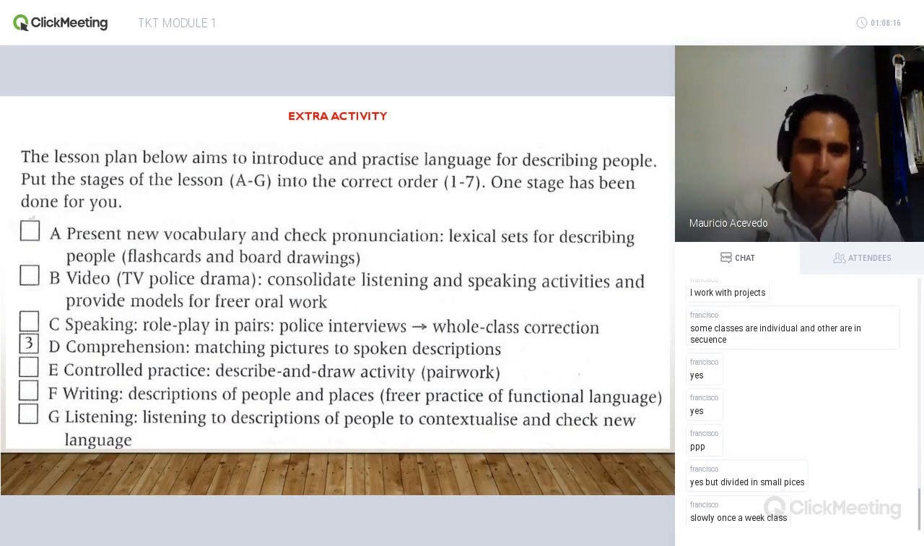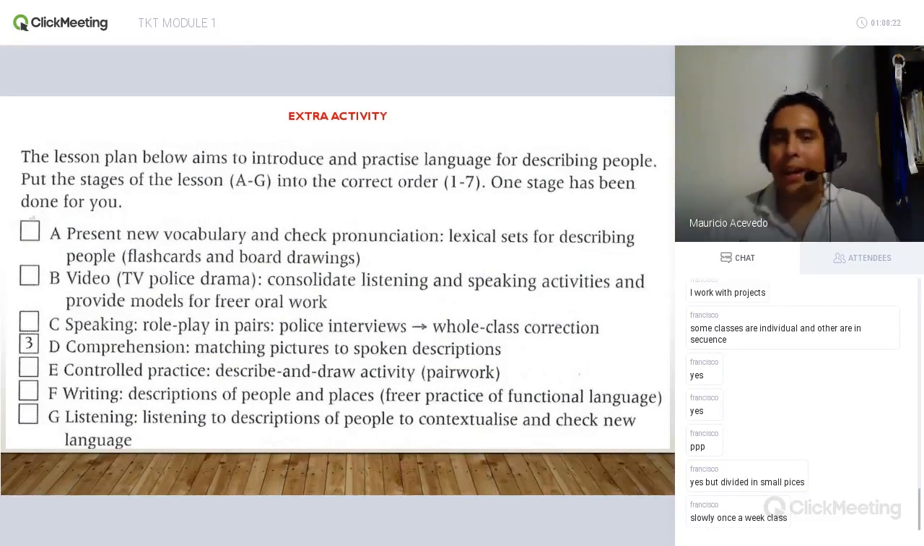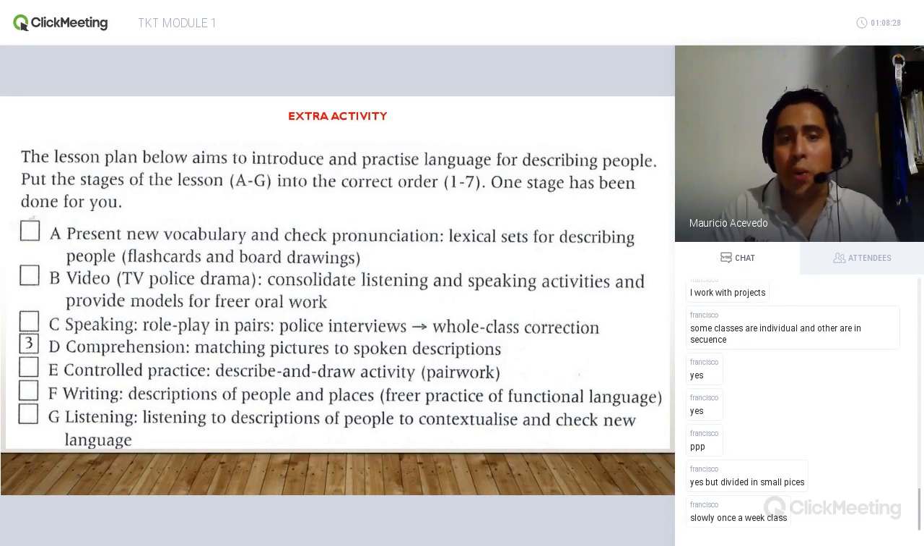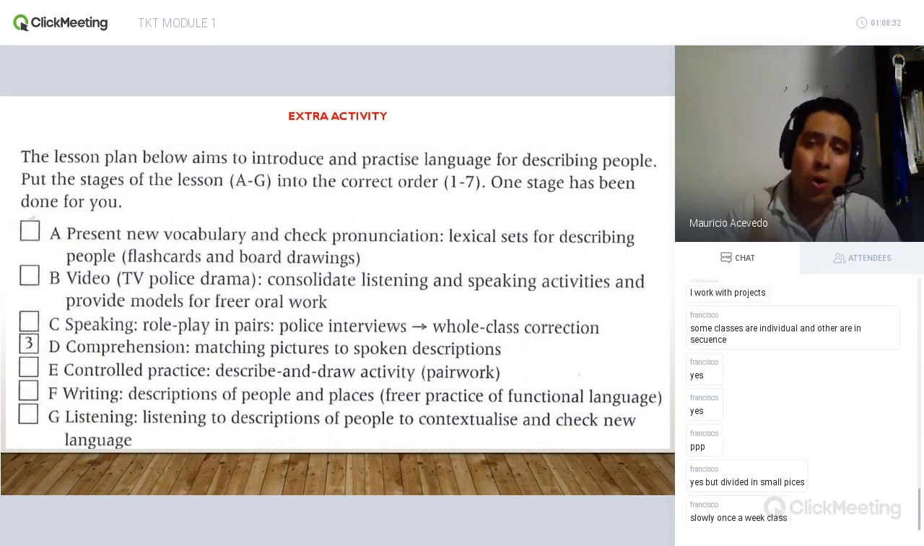So you have here the presentation. I don't know what the form is. Maybe it's more structural. Maybe it's more for skills. I don't know. Maybe it's an individual lesson or maybe it's a sequence of lessons. The point here is that you need to order the activities. Let's say the form of this lesson plan.